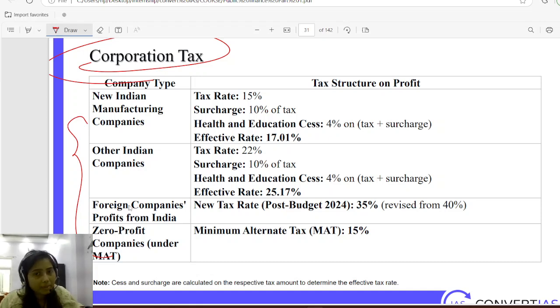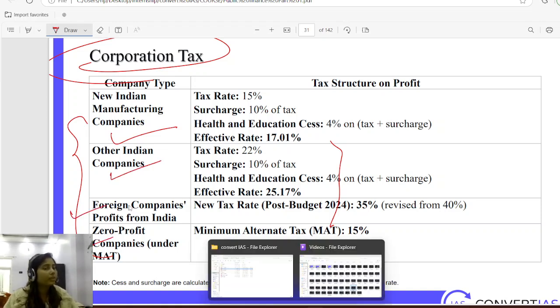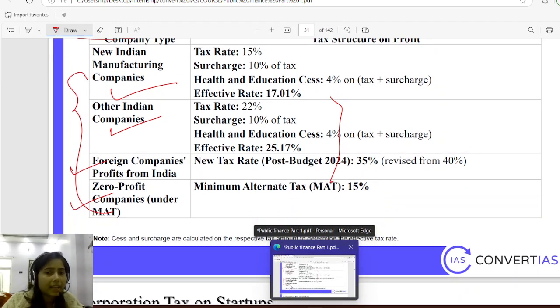Okay, so no need to remember this one, but just try to understand that there is a different kind of corporation tax being charged from a new Indian manufacturing company or existing manufacturing company, then from foreign companies, then zero profit companies and all these things. So there are different taxes being charged from them as well.